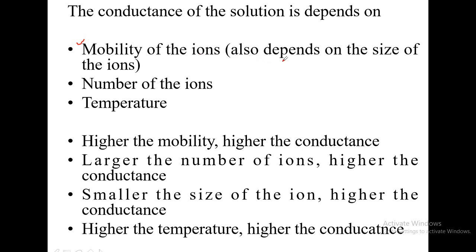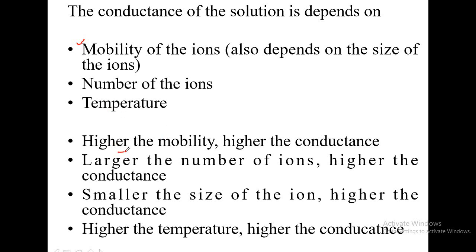Mobility means the speed with which the ions move. That mobility also depends on the size of the ions. If the size is small, the mobility is high. Then conductance depends on the number of ions as well, and conductance also depends on temperature. So the factors which determine the conductance are number of ions, mobility of ions, size of ions, and temperature.